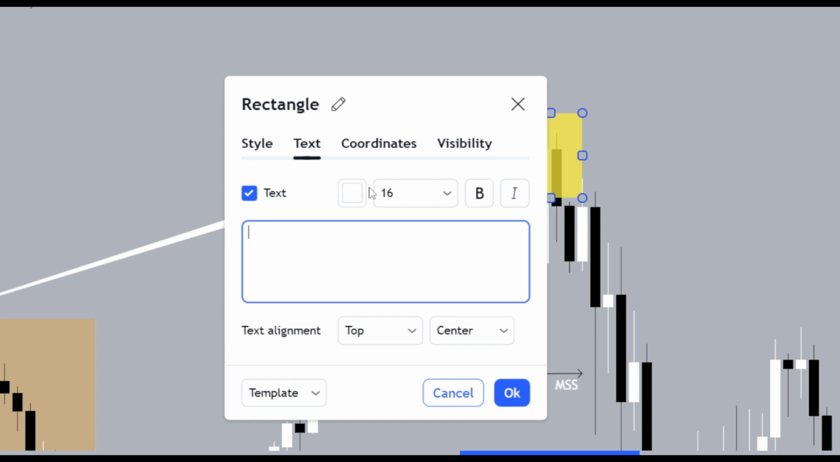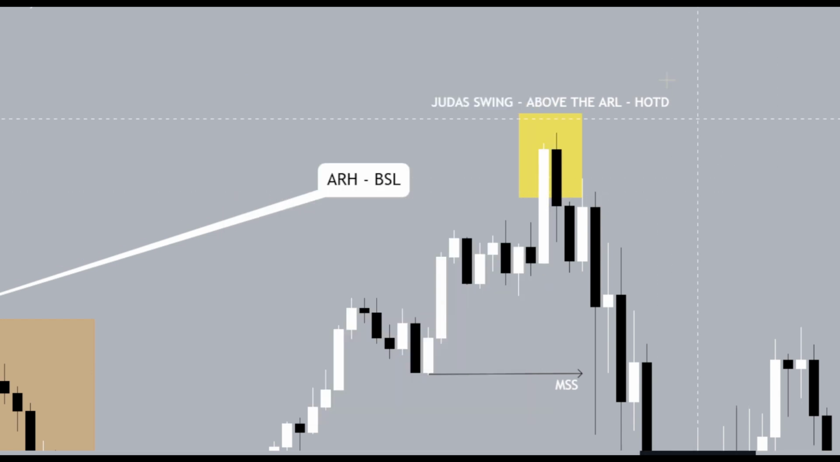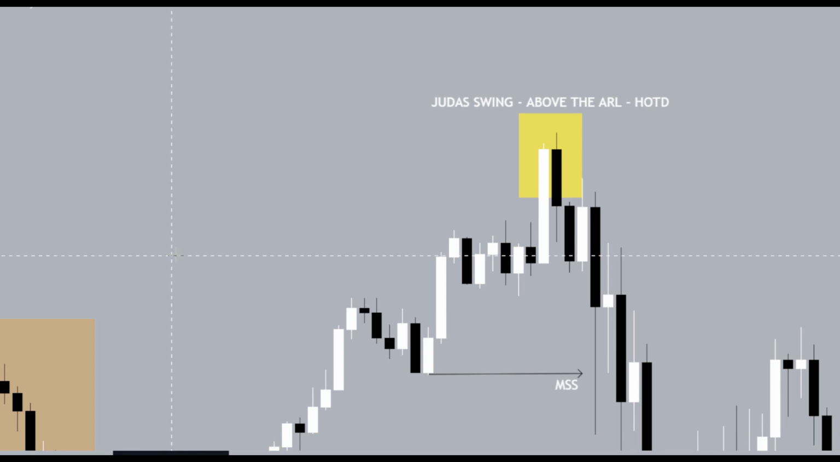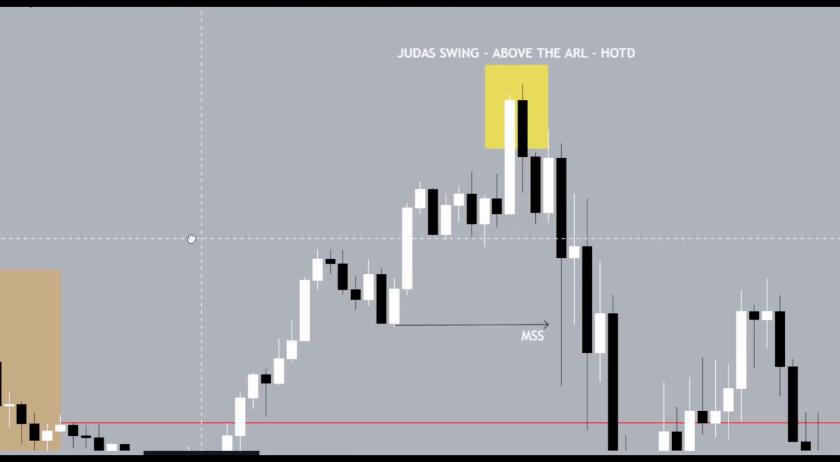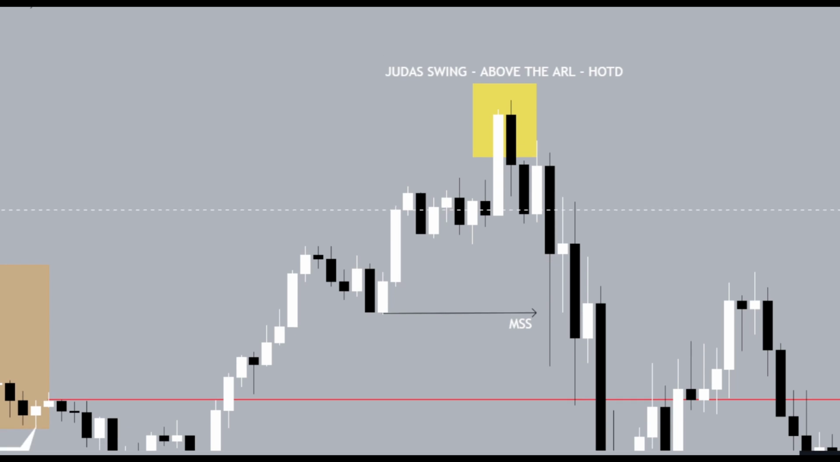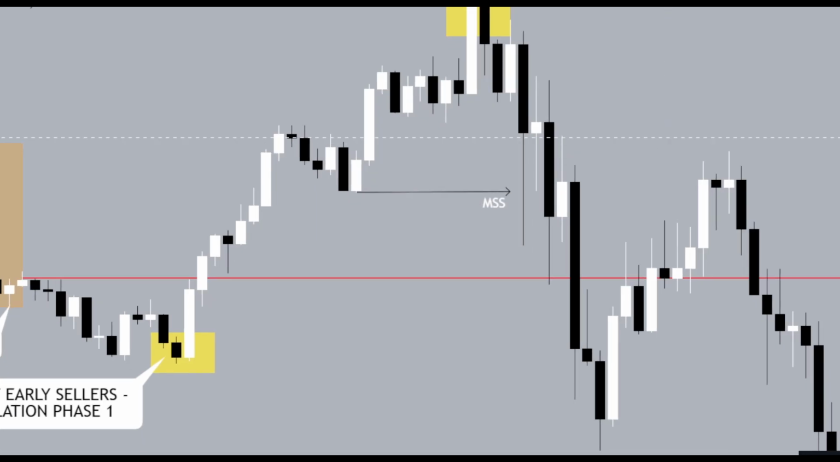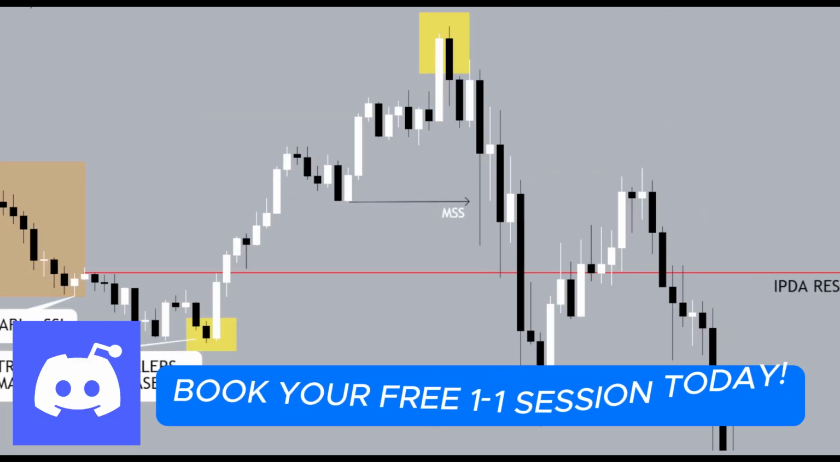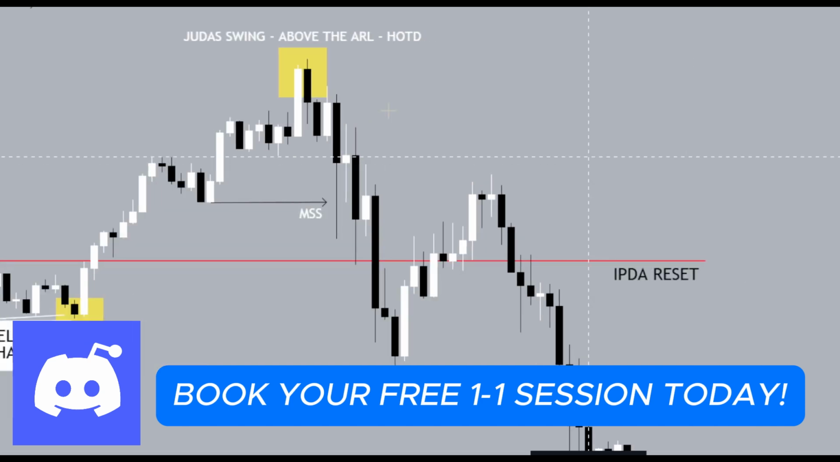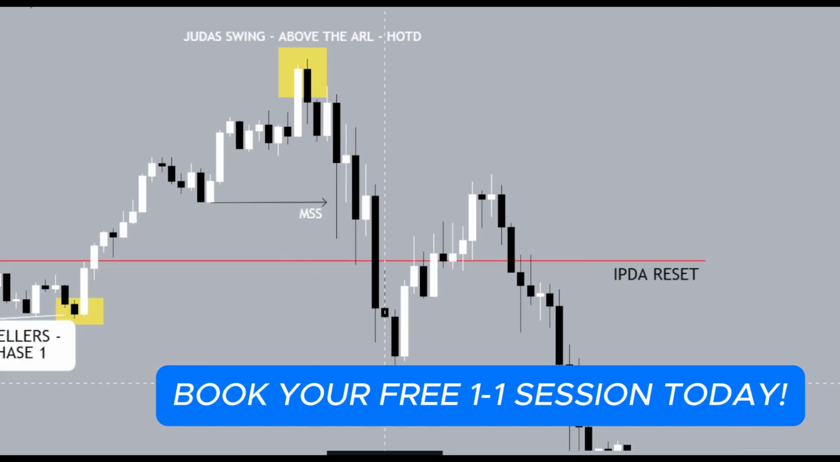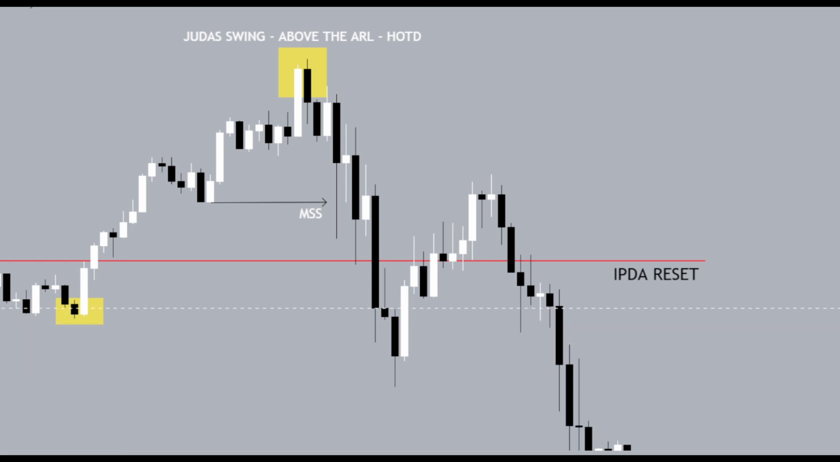Now, a quick tip you want to understand as ICT traders: the Judas swing will often occur above the Asian range high, and it typically marks out the high of the day, HOTD, after it's swept buy-side liquidity. And now what we have over here is a clear shift of market structure, MSS. So now that we've achieved that, just like we've done on the higher time frame, we have a new structural dealing range to work with.